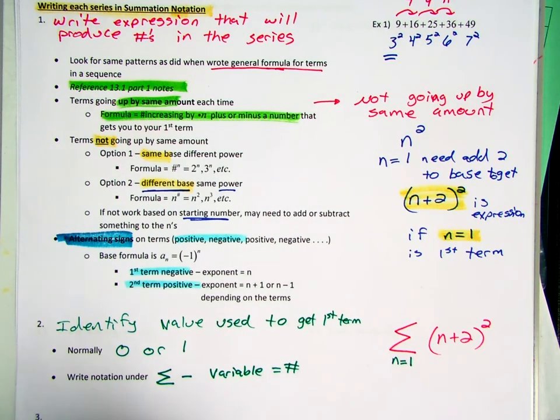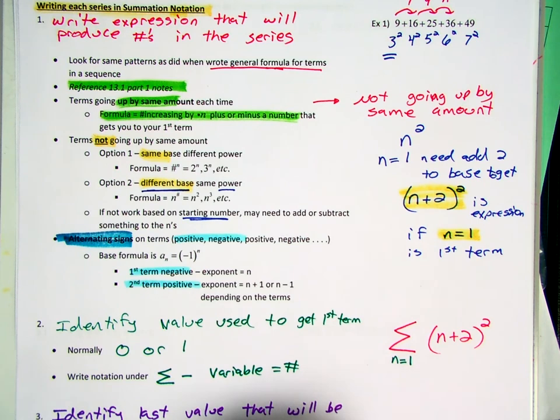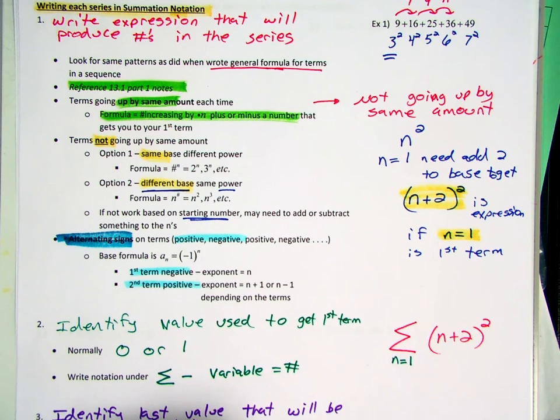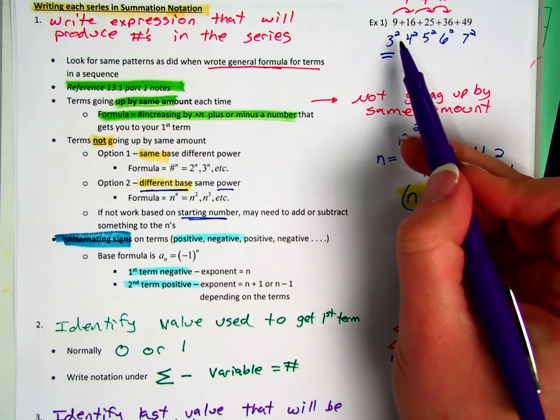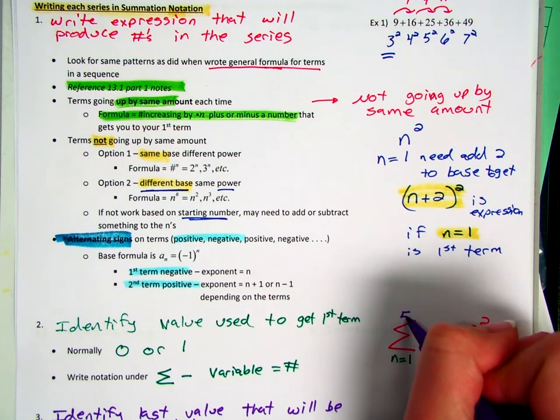After that, I need to figure out what goes on the top. So I need to figure out what goes on top of the sigma. So I need to identify the last value that will be substituted in, and write that number above the sigma. So in this case, if I look at this, we used 1 as our first term, then 2 would be the second, 3, 4, 5. So 5 is where we're going to stop.